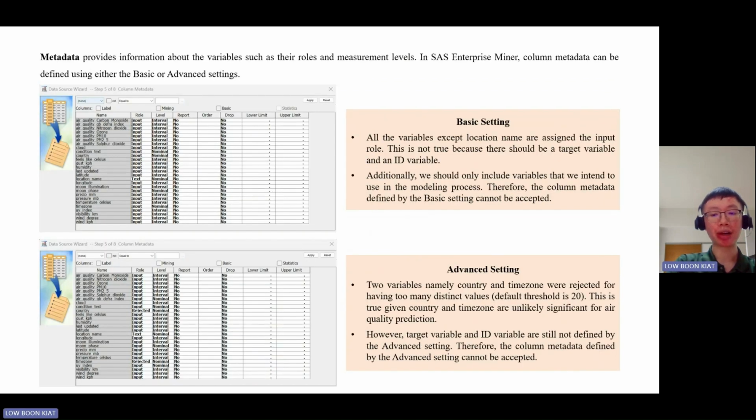Metadata provides information about the variables such as their roles and measurement levels. In SAS Enterprise Miner, column metadata can be defined using either the basic or advanced settings. In basic setting, all the variables except location name are assigned the input role. This is not right because there should be a target role and ID variable. Similarly, target variable and ID variable are still not defined by the advanced setting. Therefore, the column metadata defined by both basic and advanced setting cannot be accepted.